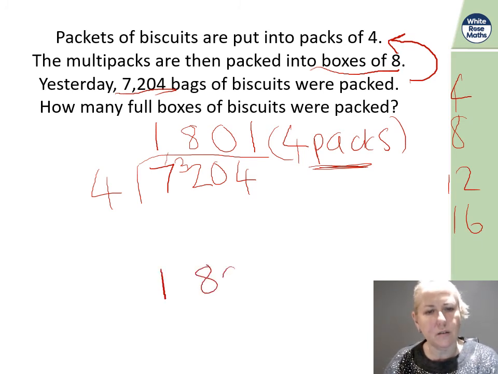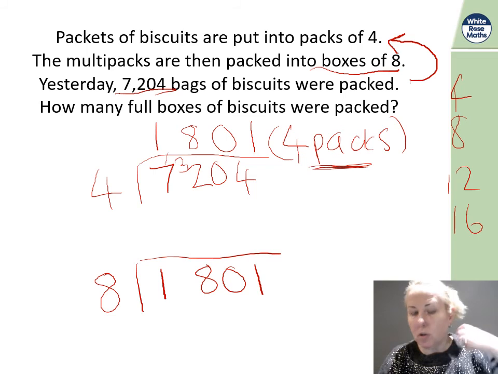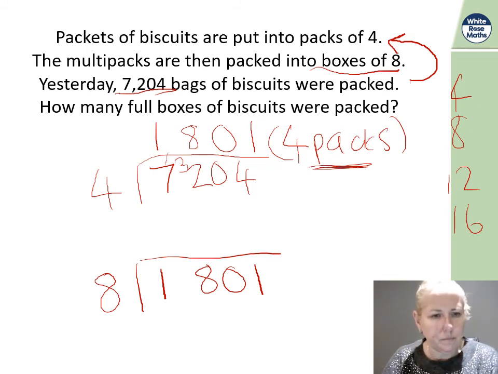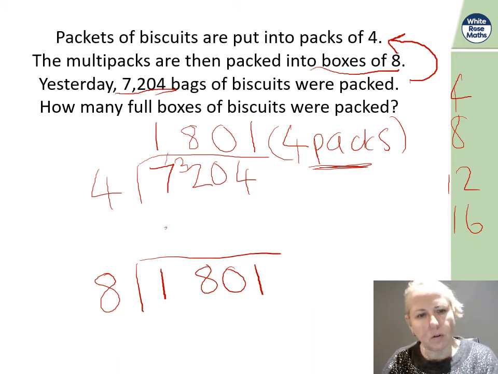So let's do my 1,801 4-packs now, and they're going to be put into the big cardboard boxes that probably get shipped off to the shops. So how many 8s are there in 1? 0. I can't get any in there. You can put the 0 at the top if you like, but I wouldn't do that, but you can. It doesn't matter.